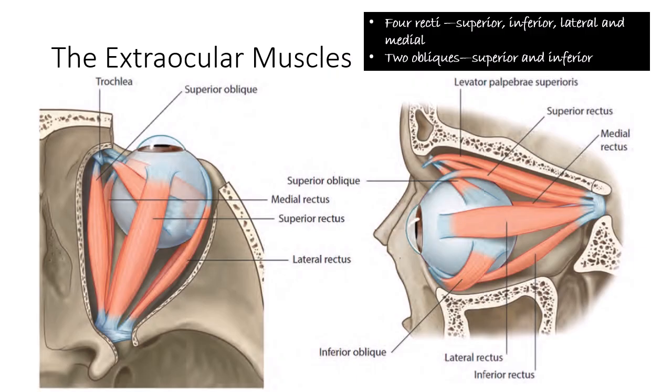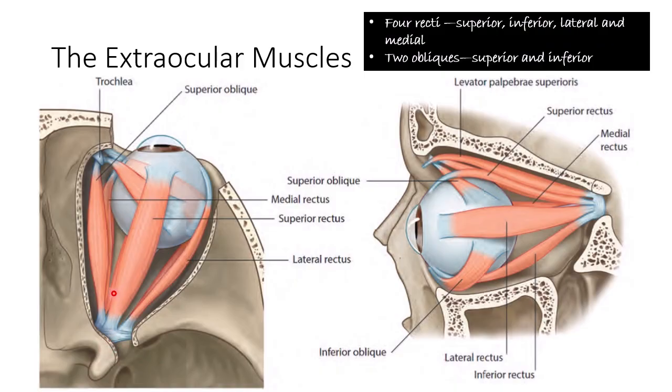So let us first learn about the origin and insertion of these muscles. So we know that we have a pair of 6 extraocular muscles. So there are 4 recti. All of them originate from this annulus of Zinn, which is a tendinous ring at the orbital apex, right?